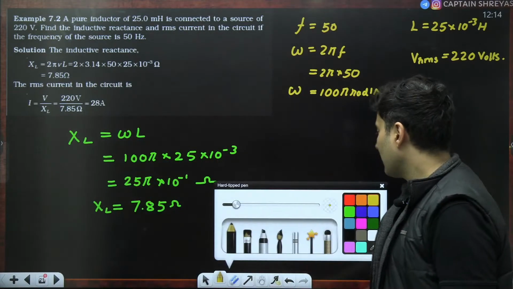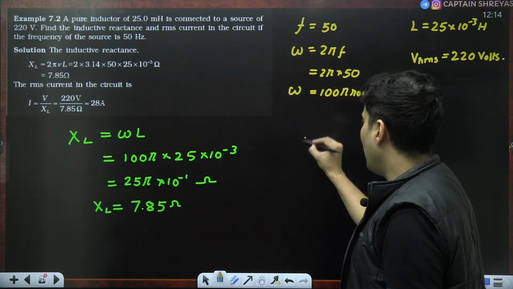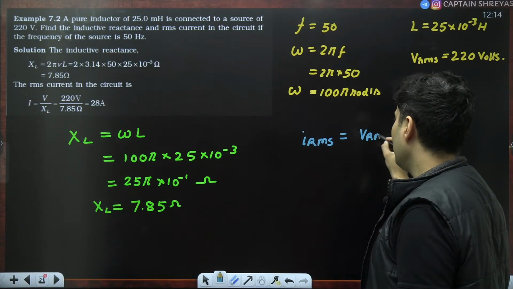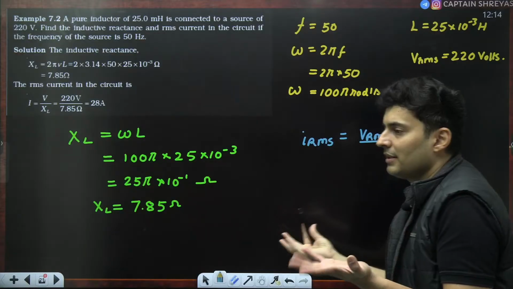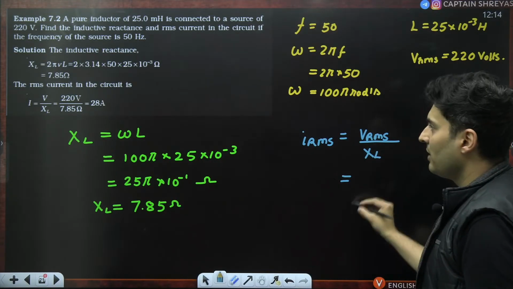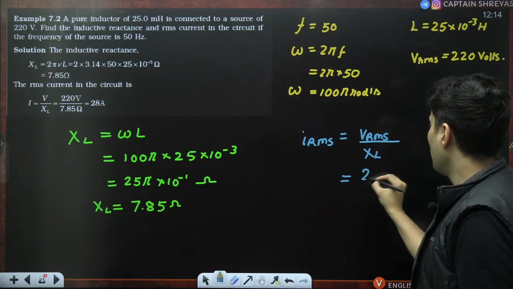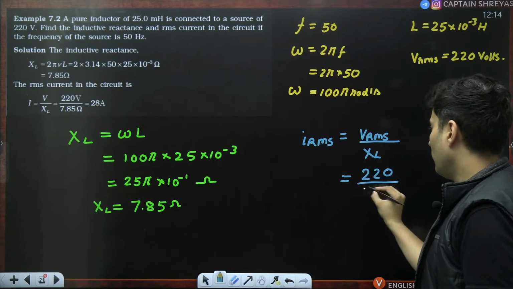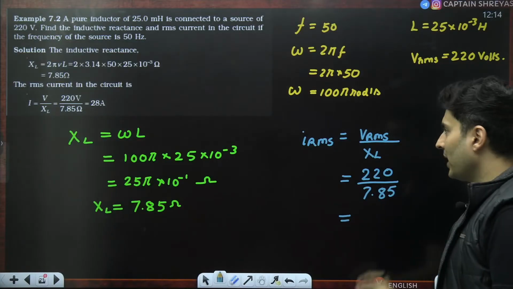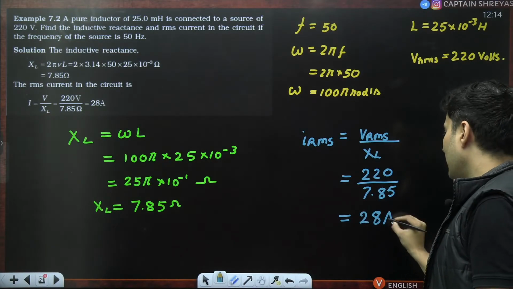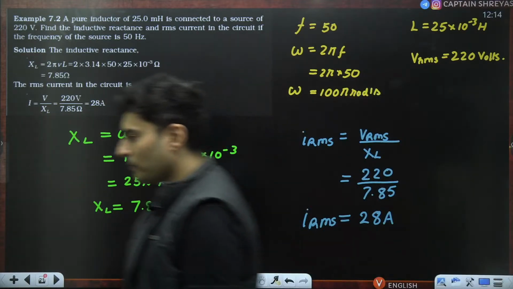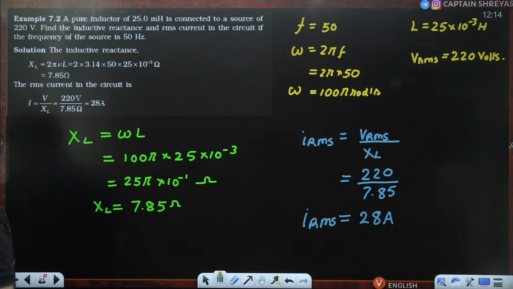If you ask me the current in the circuit, the RMS current is voltage divided by resistance. But I don't have a resistance, so what will I do? I will take the inductor's reactance. The RMS voltage was 220, the reactance was 7.85. So when you divide both of them, what do you get? Approximately 28 ampere. So that is your RMS value. Is that clear, my dear warriors?